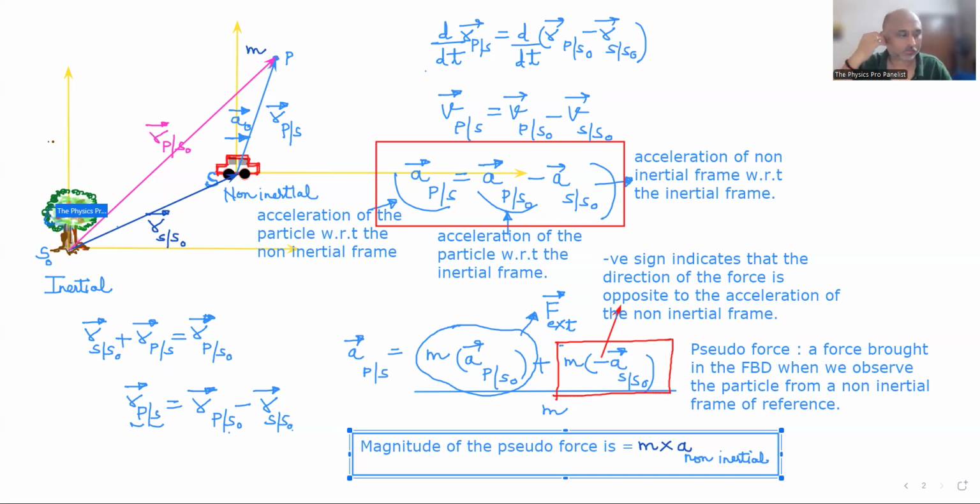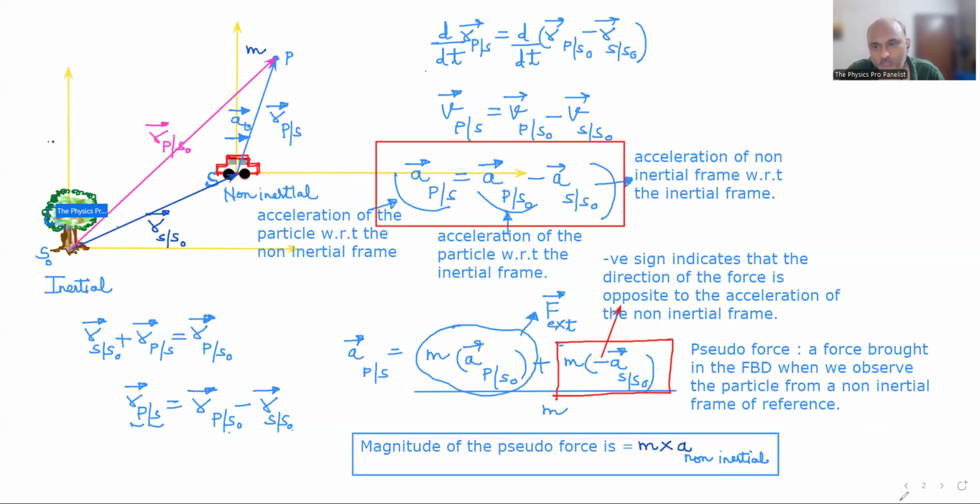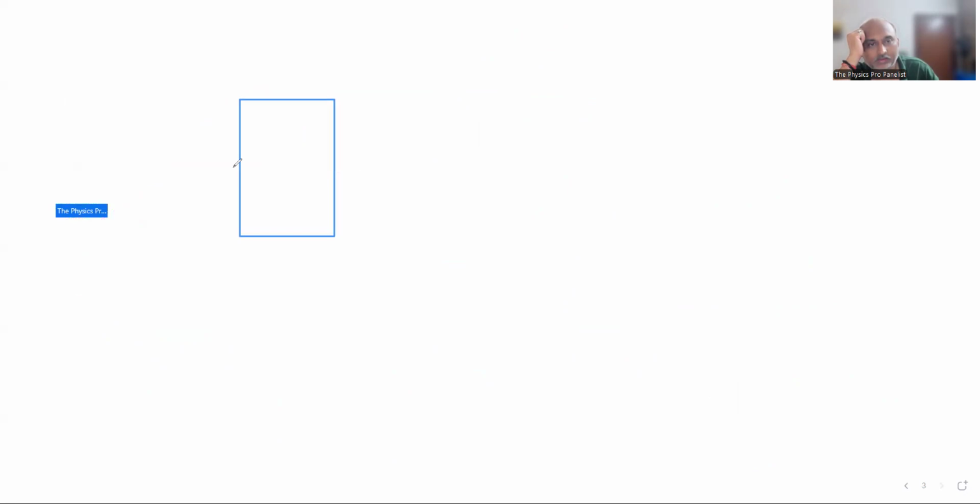So I hope all of you have noted it. Let's move ahead and see the application of this. Very simple application. Just revise this: negative sign indicates that the direction of the force is opposite to the acceleration of the non-inertial frame. Number one, the direction is opposite to the direction of acceleration of the non-inertial frame, and the magnitude is m into a.